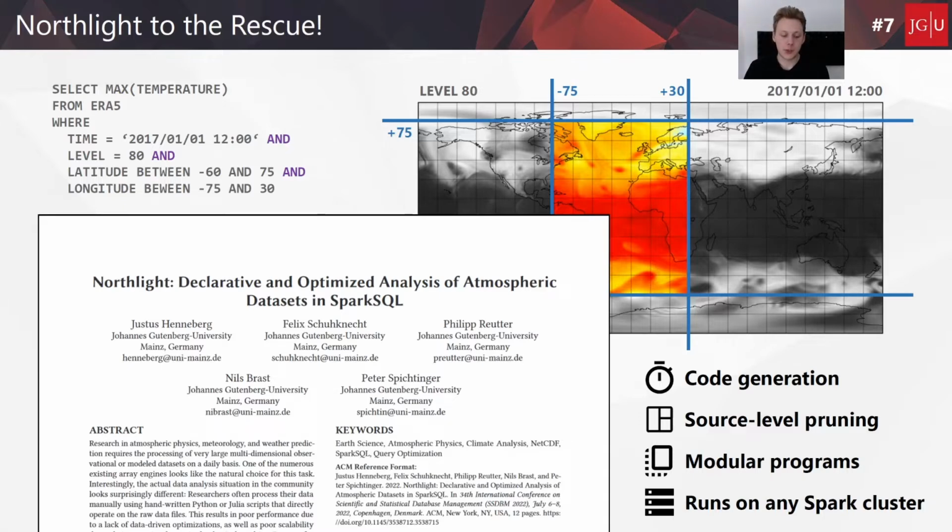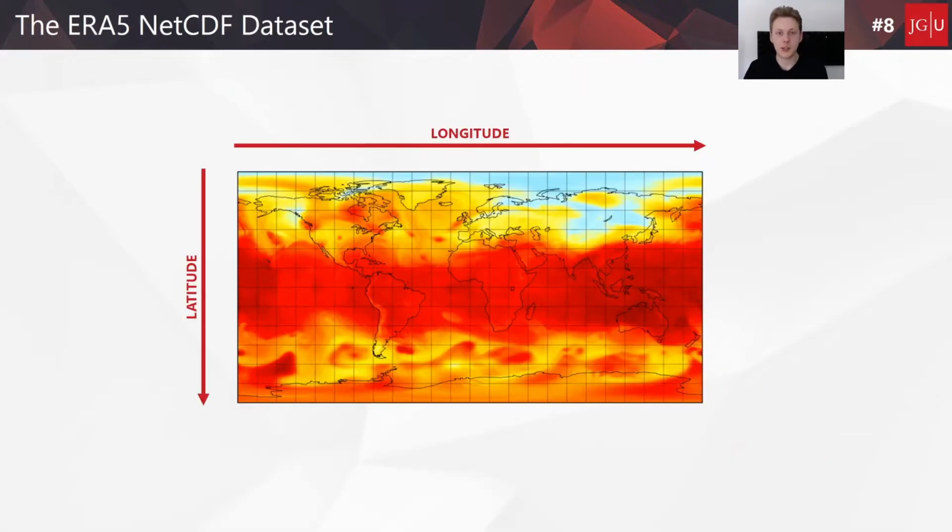Now, to understand why this is relevant, let's just look at the data format used. The data format is called netcdf, and that's the de facto standard in the climate research environment. This example here shows a slice from one of these netcdf datasets. So this is the temperature at a certain altitude, and you can see one dimension corresponds to the latitude and one dimension corresponds to the longitude.